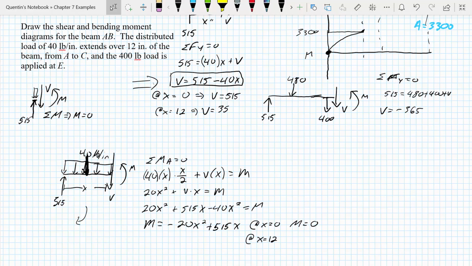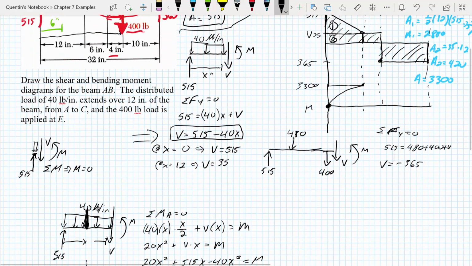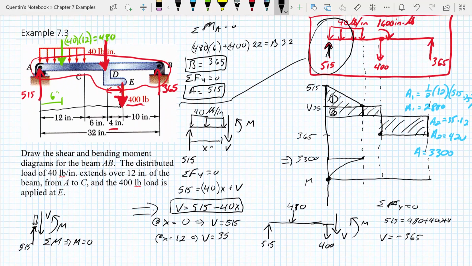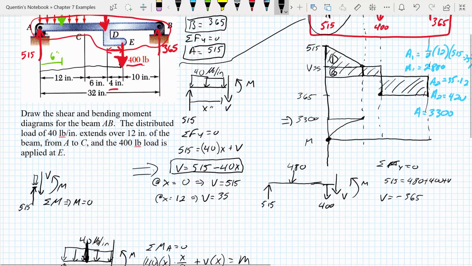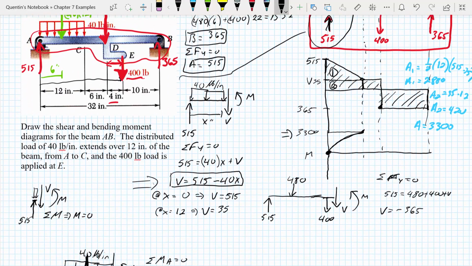Sorry, sneezing fit. At x equals 12, then what is it? It's going to be 20 times 12 squared, so that's going to be minus 515 times 12. So that's equal to, the moment is 3,300, which is, lo and behold, what we got right there. So that's all good. So we have this curve through here.